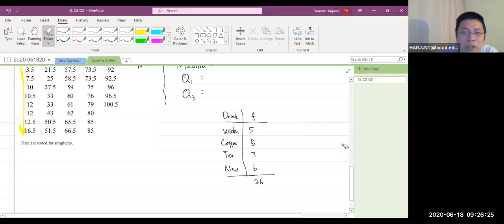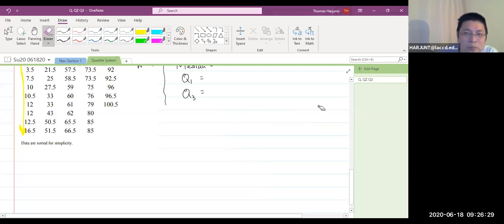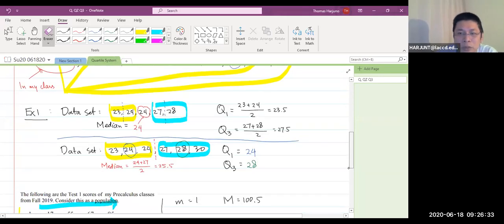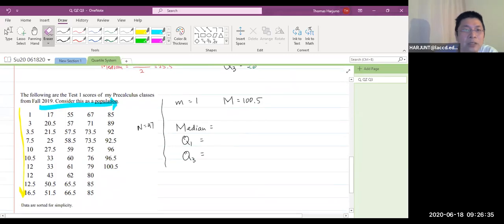Okay, let's go back to the thing we have here. How do we find the median? The data set, the population size is 47. So to find the median, 47 plus 1 over 2, that gives me 24. So I need to look for data number 24. 10, 20, 21, 22, 23, 24. That's the median.